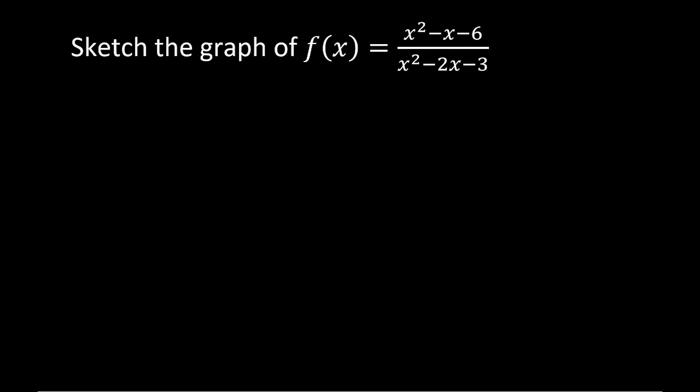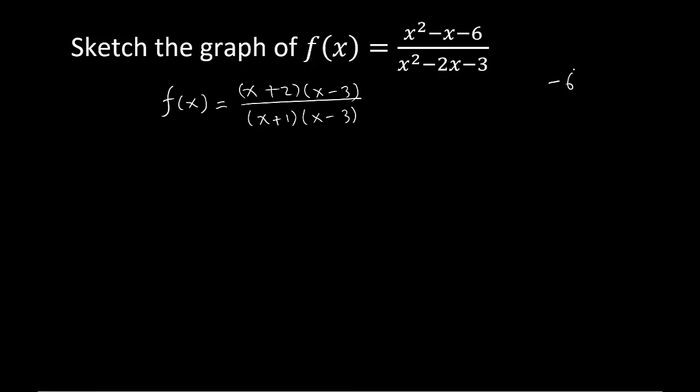We need to sketch the graph of f of x, which is x squared minus x minus 6 over x squared minus 2x minus 3. So let's see what to do first. If you want to graph this one, first try to factor the numerator and denominator.